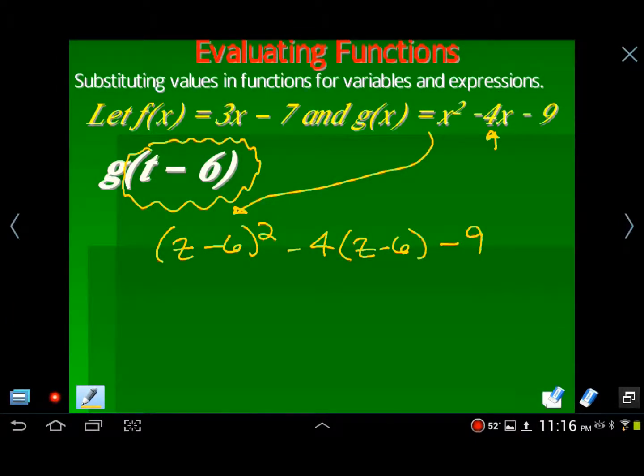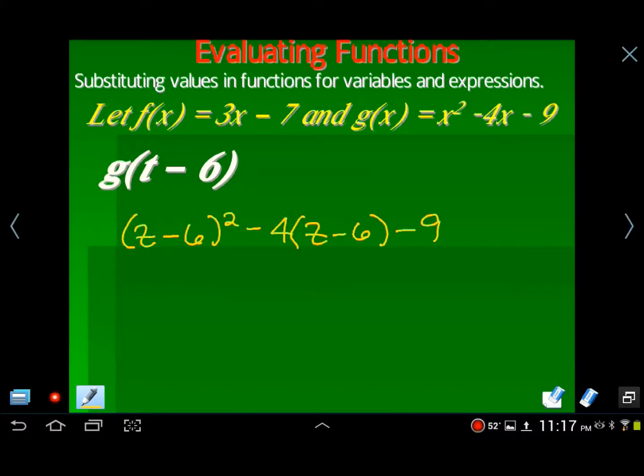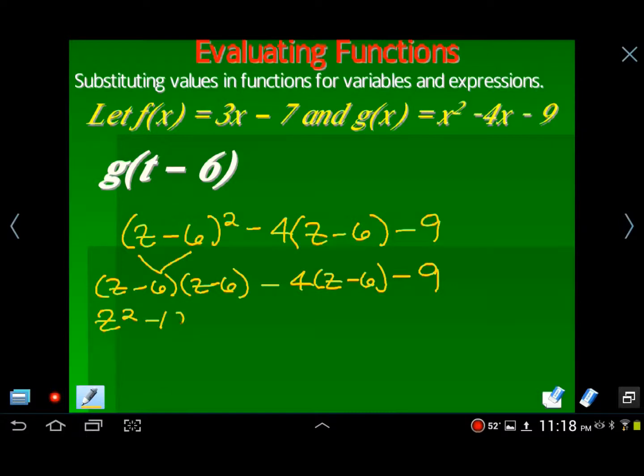That's our constant. Now when we do this, do not do this: t squared minus 6 squared. That is definitely not how you do it. Let's solve this part by foiling. t minus 6 times t minus 6 minus 4 times t minus 6 minus 9. So t minus 6 times t minus 6 is going to be t squared minus 12t plus 36. Then I'm going to simplify this part by distributing negative 4, and you get negative 4t plus 24 minus 9.